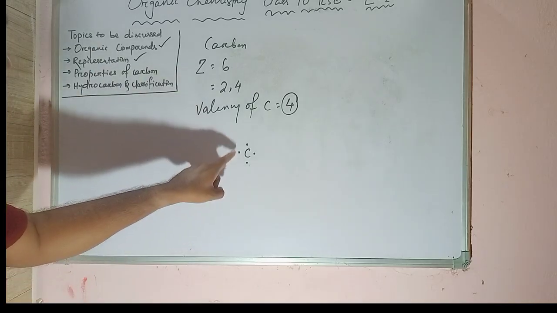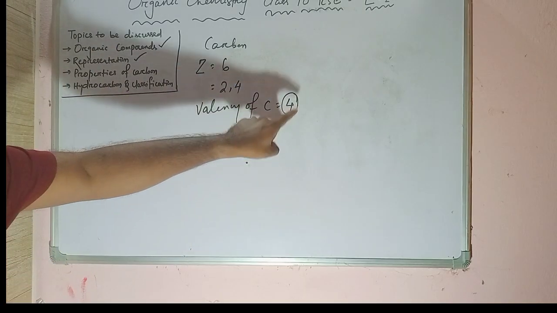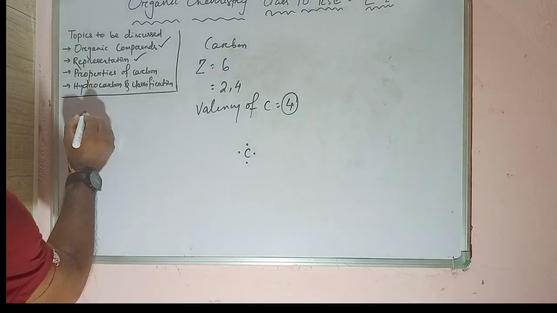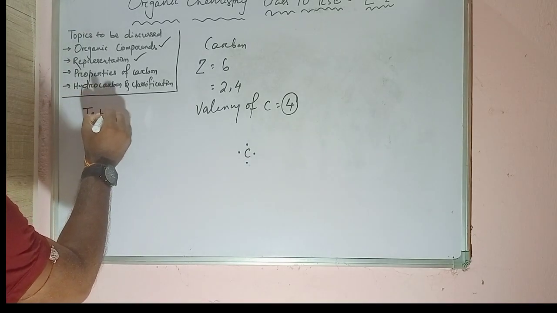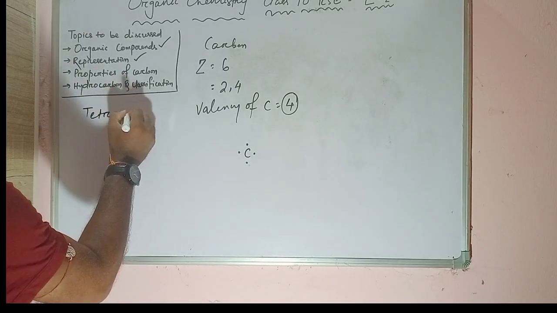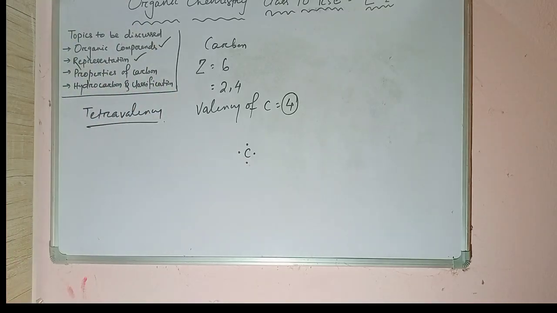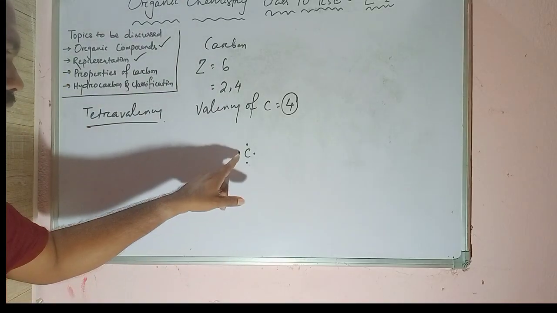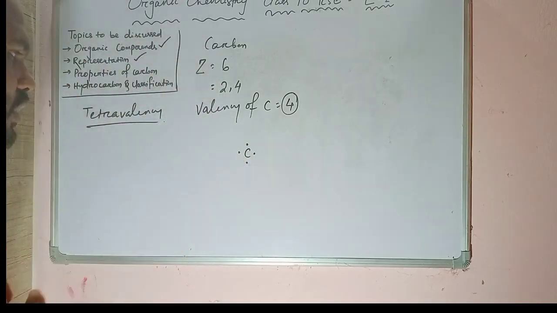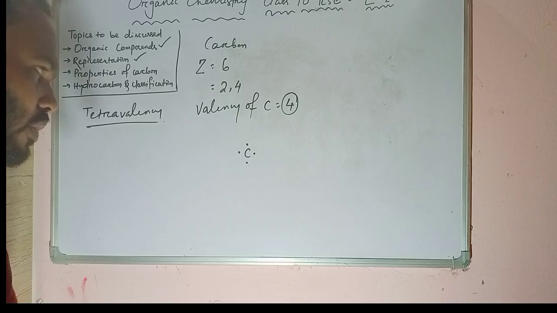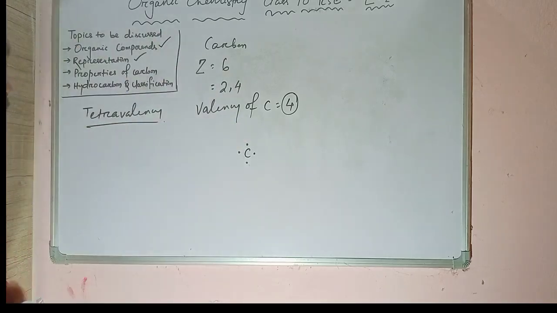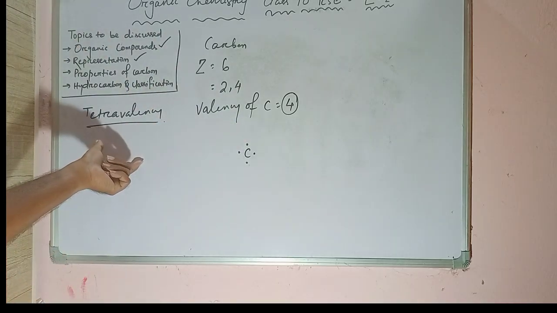As it has a valency of 4, this property of carbon is known as tetravalency. So what is tetravalency? Carbon has the tendency to form 4 bonds, as there are 4 electrons in its outermost shell, so it has the valency of 4, so it will form 4 bonds. That is what tetravalency is.